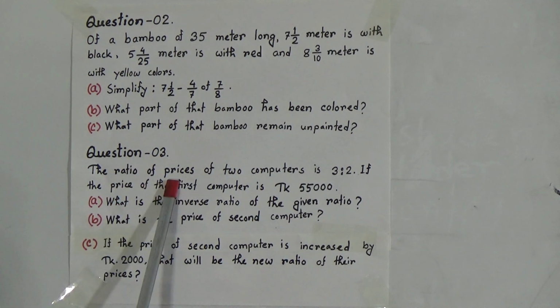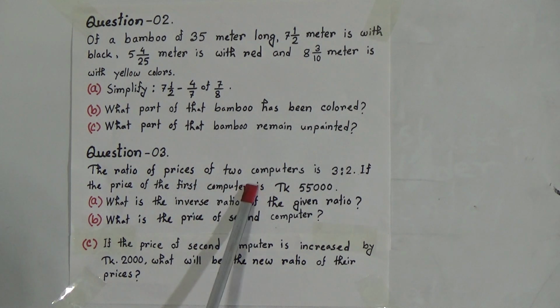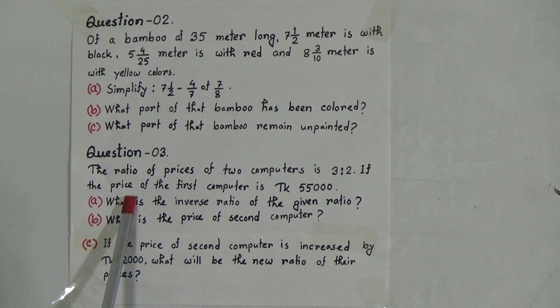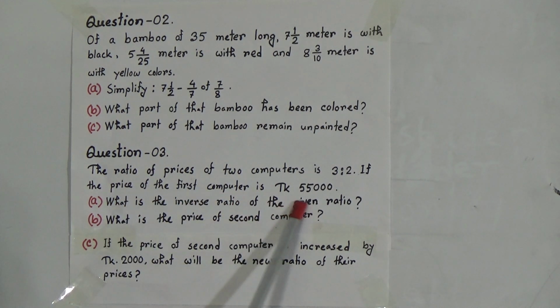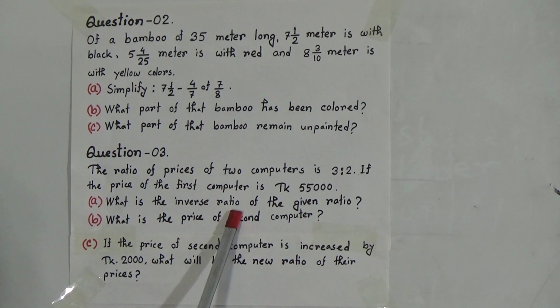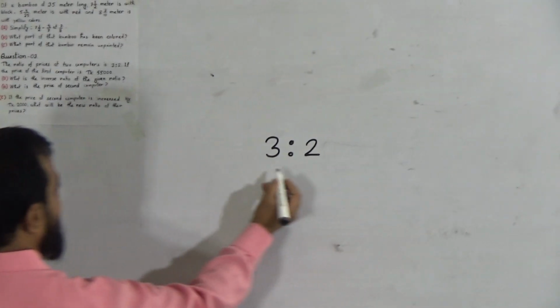Now question number 3. The team says that the ratio of prices of two computers is 3:2. If the price of the first computer is taka 55,000, then activity A is: what is the inverse ratio of the given ratio? The given ratio is 3:2. We have to find out the inverse of this.